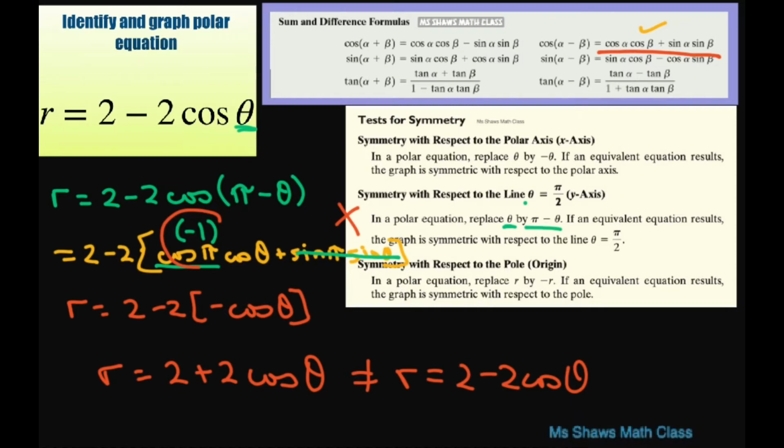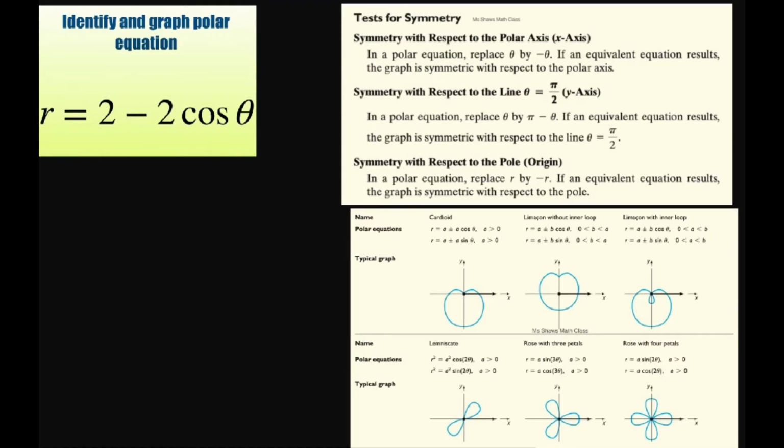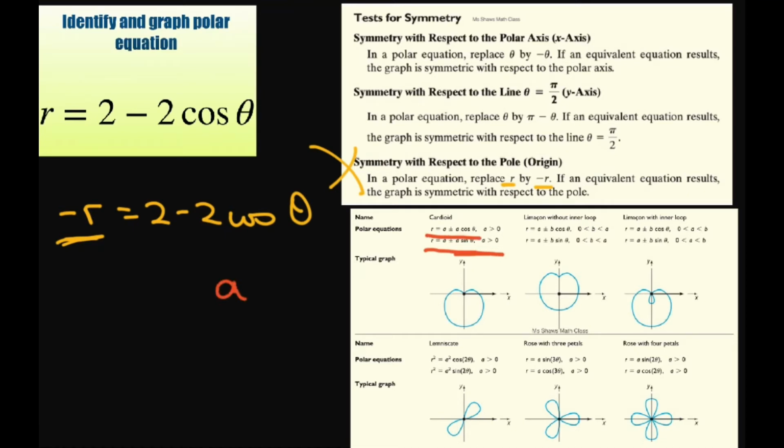Now let's check for symmetry with respect to the origin or the pole. So that means we're just going to substitute our r with negative r. And if you do that, we don't get back the original equation, mainly because this is not squared. So this test fails. This is the cardioid form. We have cosine here, and our a in our case is 2. So this is a typical graph. It looks like a heart shape. Also, with this condition 3 here, the only time it's going to be symmetric to the pole is if you have an r squared. So basically, this would be the graph for that.